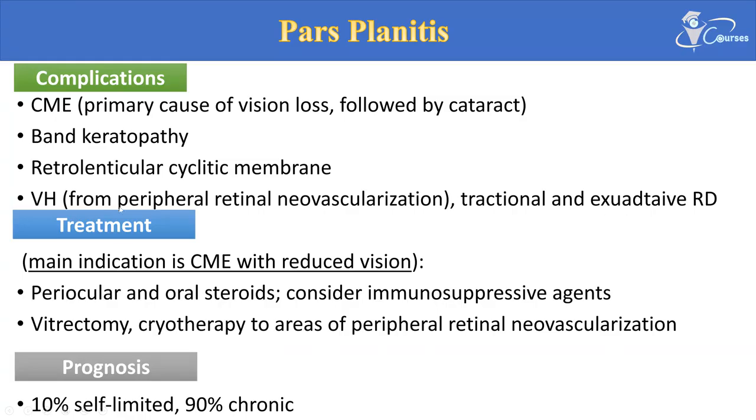So for the treatment, the main indication is cystoid macular edema with reduced vision, and the treatment is periocular and ocular steroids. We can also consider immunosuppressive agents, vitrectomy, and cryotherapy to areas of peripheral retinal neovascularization. However, cryotherapy can be a little bit controversial. It will decrease the leakage and the macular edema, but it can lead to retinal tears, which cause retinal detachment. So this is a controversial mode of treatment.